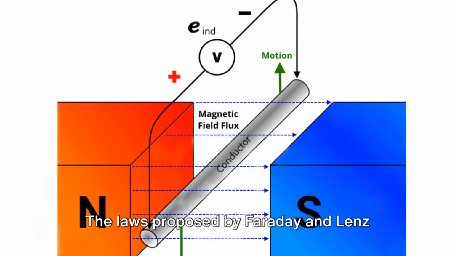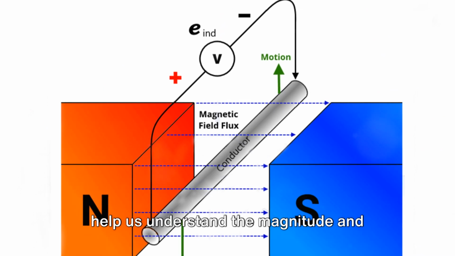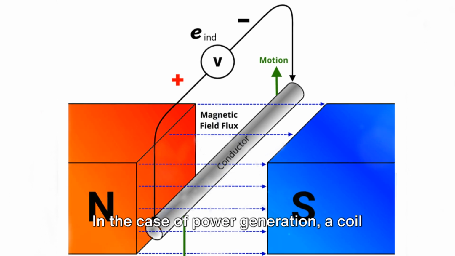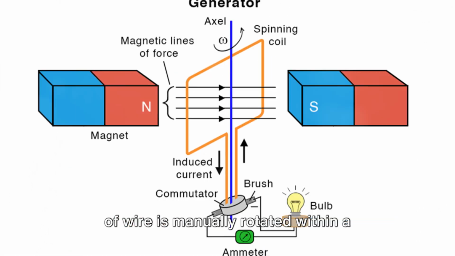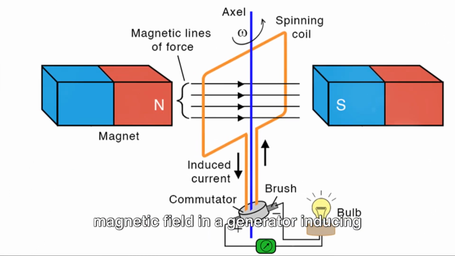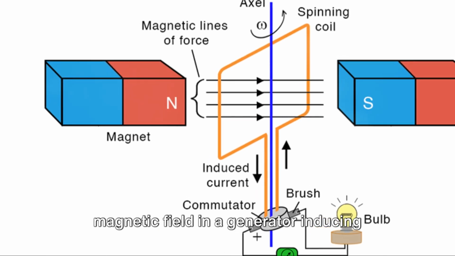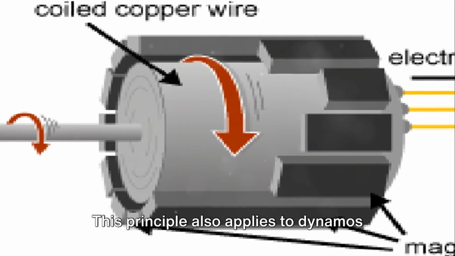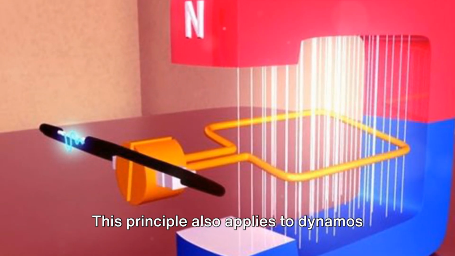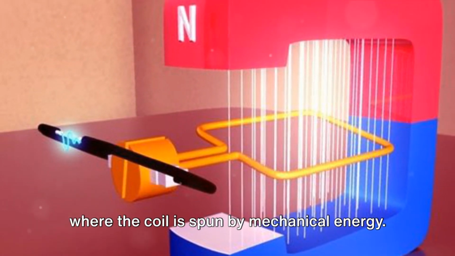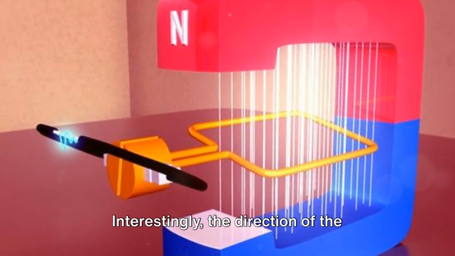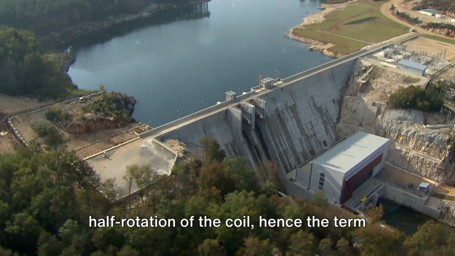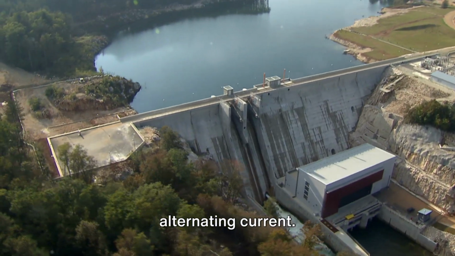The laws proposed by Faraday and Lenz help us understand the magnitude and direction of this induced current. In the case of power generation, a coil of wire is manually rotated within a magnetic field in a generator, inducing current, which we then use to power electrical devices. This principle also applies to dynamos where the coil is spun by mechanical energy. Interestingly, the direction of the current generated changes every half rotation of the coil, hence the term alternating current.